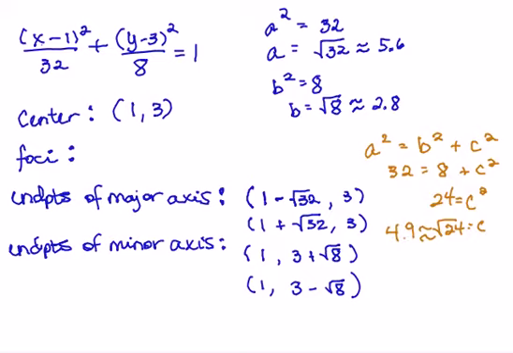But that means to find our foci, again, they're going to be along the major axis, which means that the x's are the only thing that's going to change. My y coordinates are going to stay the same. So for the first focus, we're going to do 1 minus the square root of 24. That y coordinate of 3 is the same. And then the second focus, 1 plus the square root of 24. Again, that y coordinate of 3 is the same.